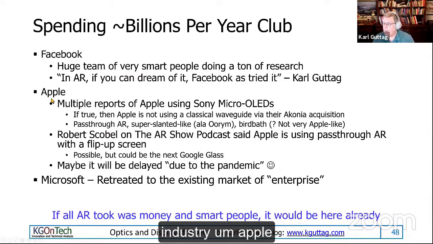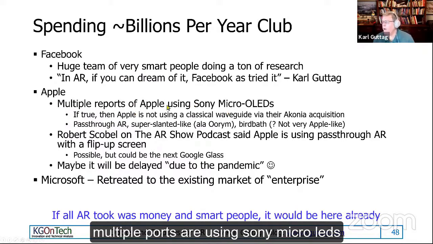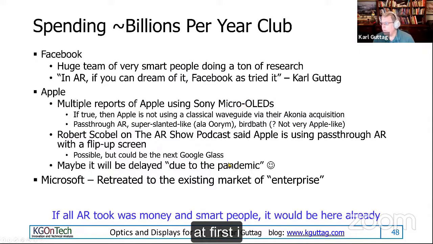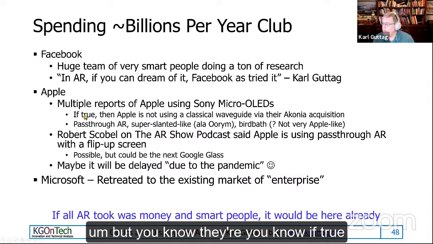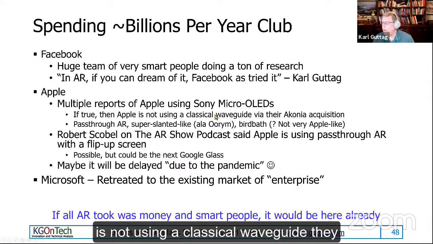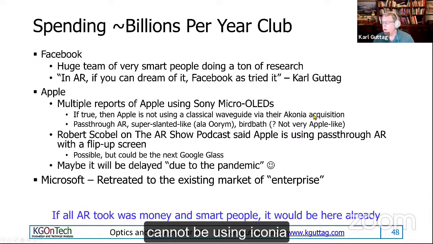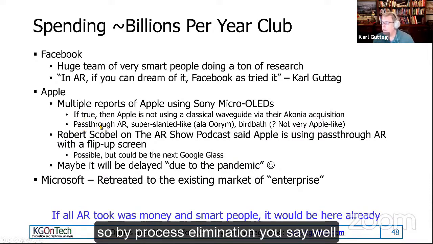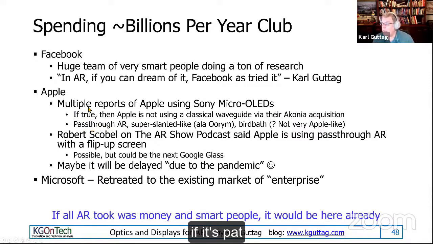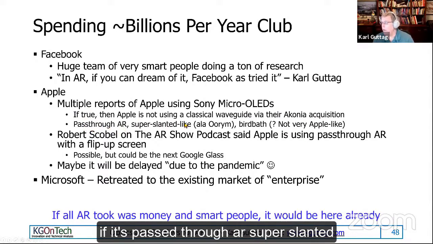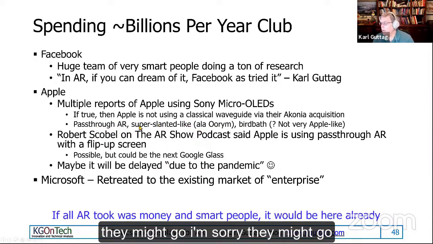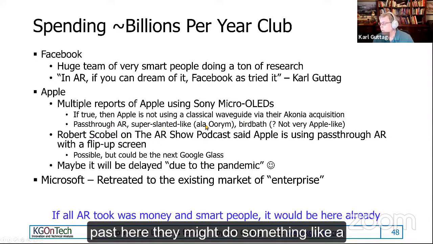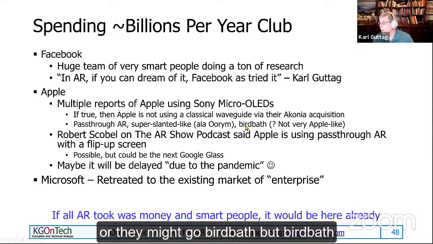Apple, multiple reports say, is using Sony micro LEDs. At first, I thought they might be using Iconia, which is something they bought. But if true, Apple is not using a classical waveguide. They cannot be using Iconia. So by process of elimination, you say, well, if it's pass-through AR, super slanted might be a possibility. They might go pass-through. They might do something like a rim, or they might go birdbath.